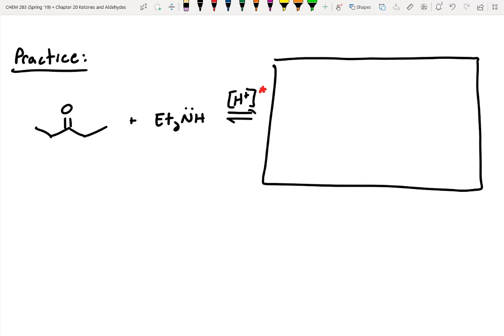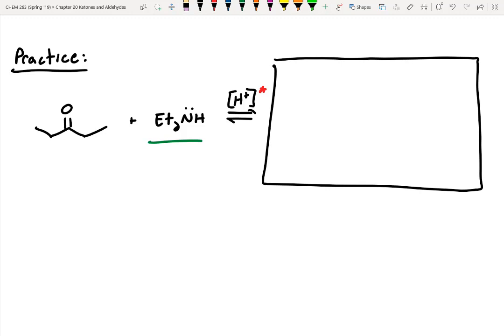All right, so let's really quickly try to break this apart. I'm not asking for a full mechanism, I'm just asking for the product. So looking at the amine, what sort of product are we going to get? Are we going to get an imine or an enamine? Enamine, all right, so we've got to get a double bond.